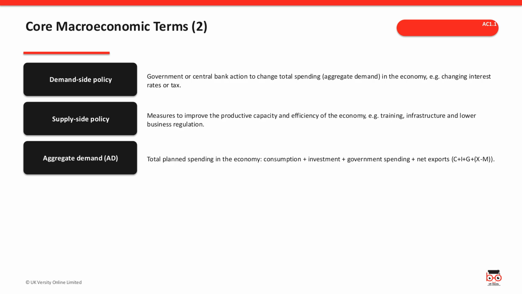Demand-side policy is action aimed at how much is being spent right now. For example, when the Bank of England cuts interest rates to get people spending again. Supply-side policy is different. It's about lifting the economy's ability to produce through things like training or better roads and railways. And aggregate demand is simply total planned spending, made up of consumption, investment, government spending, and net exports. Add those four together, and you have the total demand in the economy.